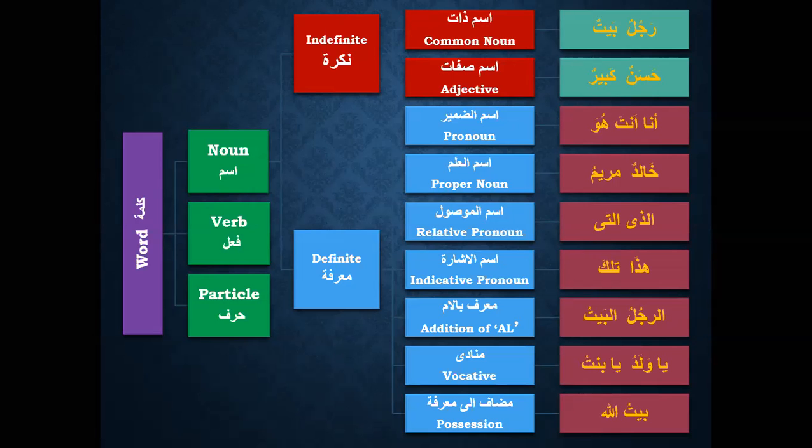And then there are nakira. Two of those common types are Ismu Dhat and Sifa. Nakira can be made into Ma'rifa by adding al, which is the in English counterpart.